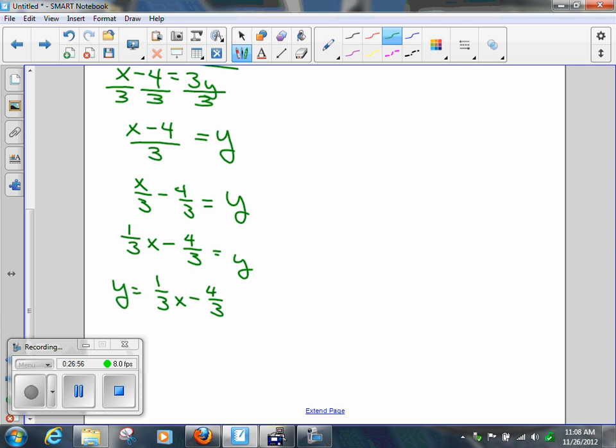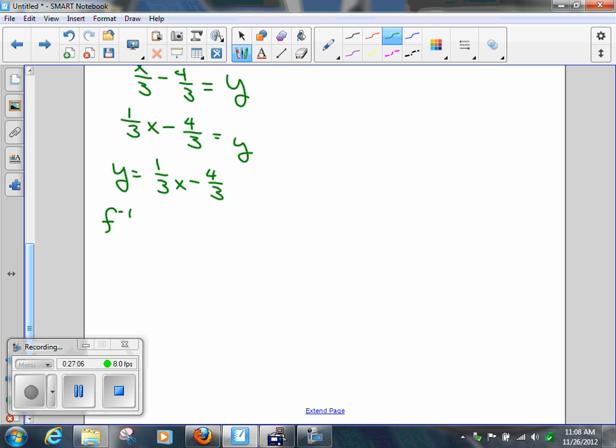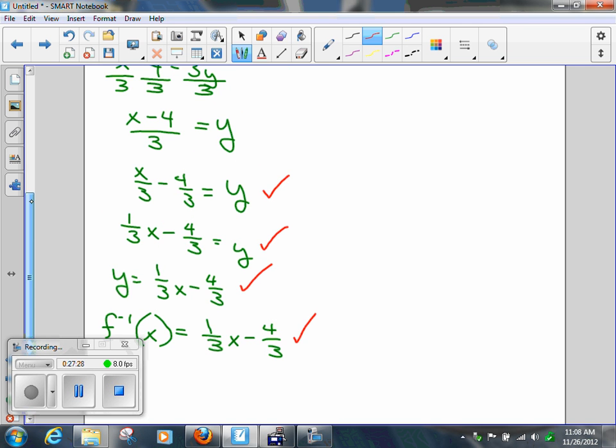And then what's the best way to write my inverse? Using what notation? My function notation, I want to write f to the negative 1 of x is equal to 1/3 x minus 4/3. Now, folks, which is correct? This is a trick question. All of them. This is correct. This is correct. This is correct. And that's correct.